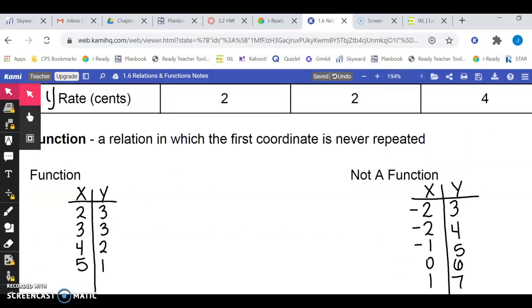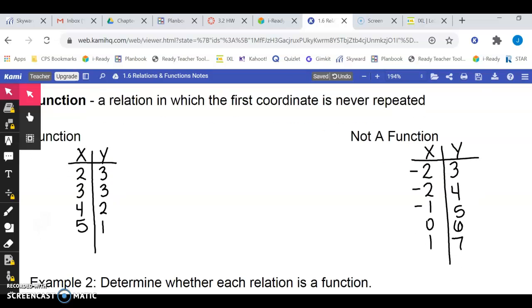A function is a relation in which the first coordinate is never repeated. So I have two examples here. One is a function. Our x's are 2, 3, 4, and 5. Our y's repeat over there. We have two different 3's. That's okay. We just can't have the input or the x value repeated.